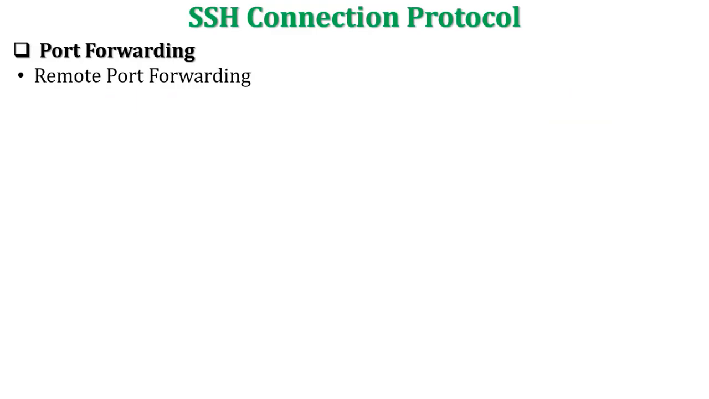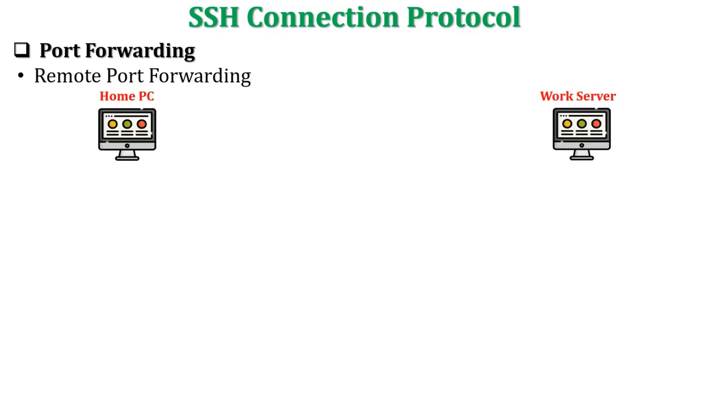The next technique is remote port forwarding. Let's discuss one example to understand remote port forwarding. If you wish to access a server at work from your home computer, but the work server is behind a firewall, so it will not accept any SSH request from your home PC. So here you have to use the remote port forwarding technique.